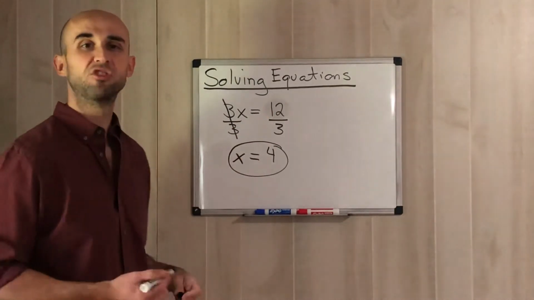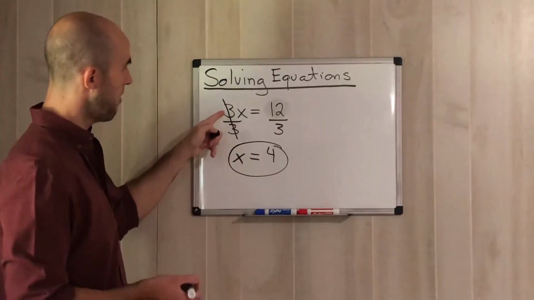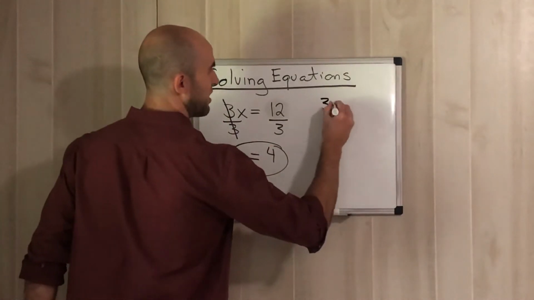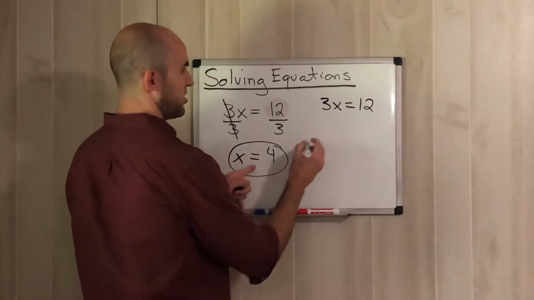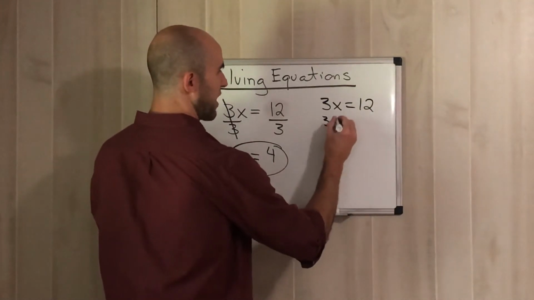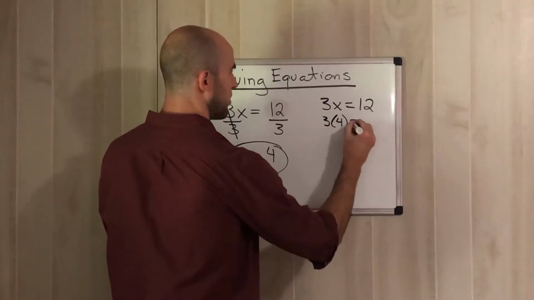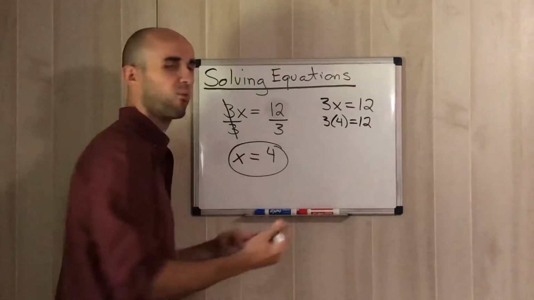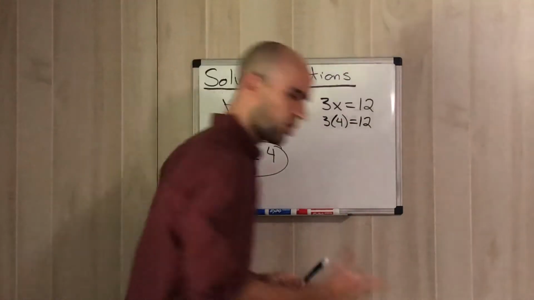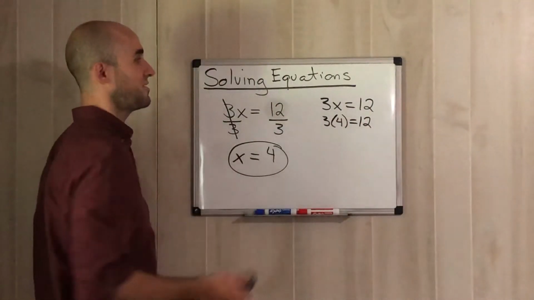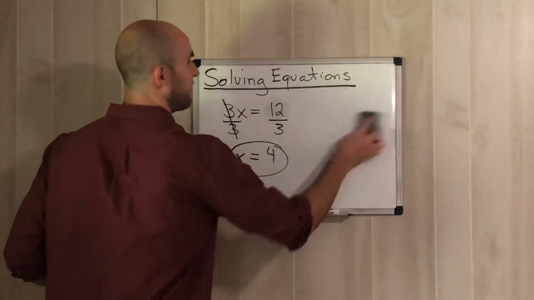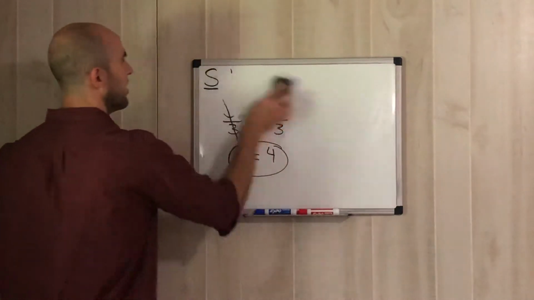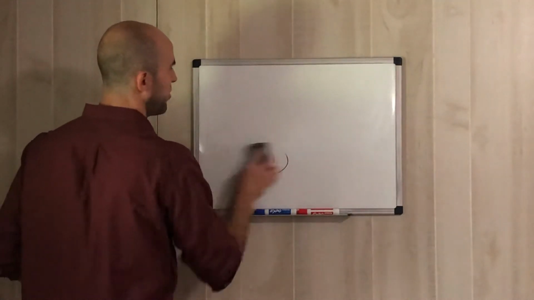And if you ever want to check your answer, you could. If we go back to the original equation, 3x equals 12, and substitute x equals 4, we know that 3 times 4 equals 12. So we know we're right. But again, that's just a good way to check. You don't always have to do this. It's just me showing you how to do it. So whenever you're solving equations, always remember, the most important step to get a variable by itself is doing the opposite operation.